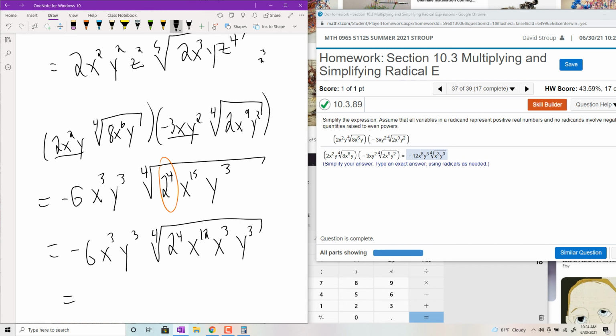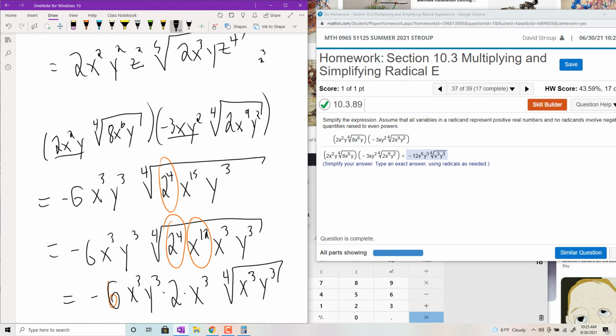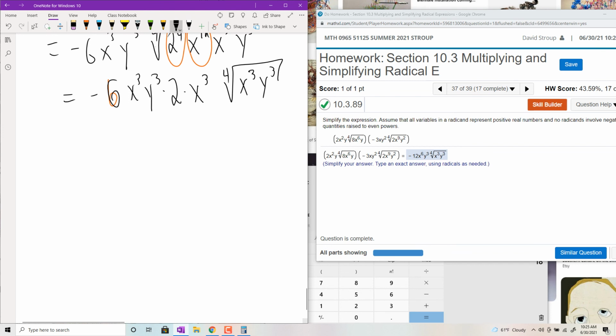And so then we can march out the 2 to the 4th and the x to the 12th. Negative 6x cubed y cubed times 2 times x cubed times the 4th root of x cubed y cubed. And then you could rearrange things using the commutative law. Negative 12 x to the 6th y cubed times the 4th root of x cubed y cubed.